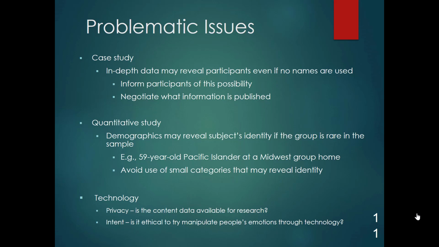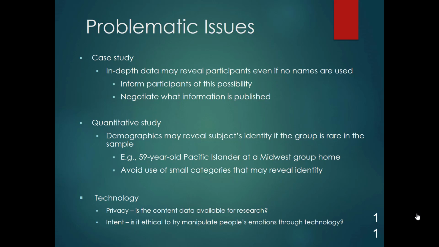Because this is so rare, people in that Midwest group home, or even in that Midwest area, may know exactly which participant that is, because there's only one 59-year-old Pacific Islander in that area. So sometimes we can still reveal people's identity even though that was not our intention. We need to make sure we avoid the use of small categories that may reveal identity. So we have to be careful when we do studies that may have a small or rare group.